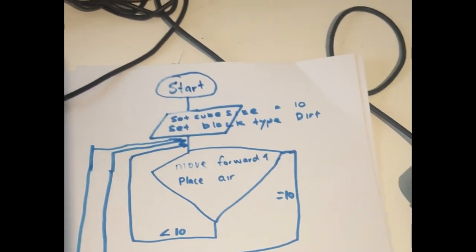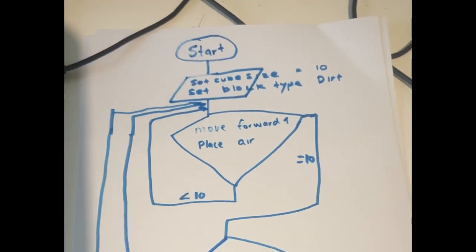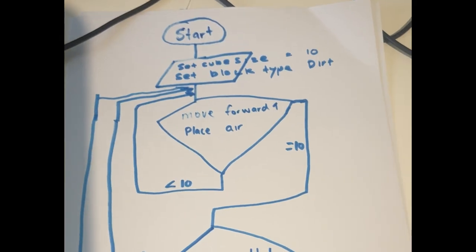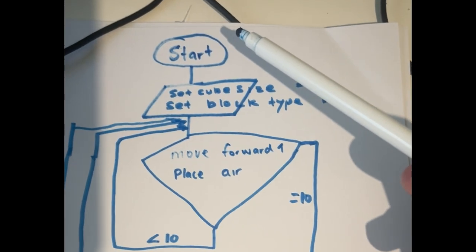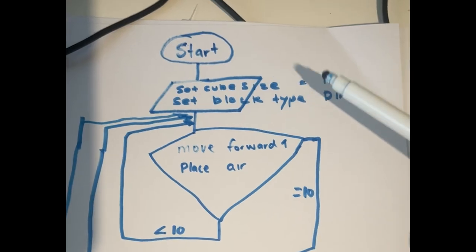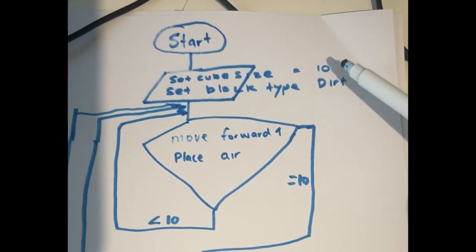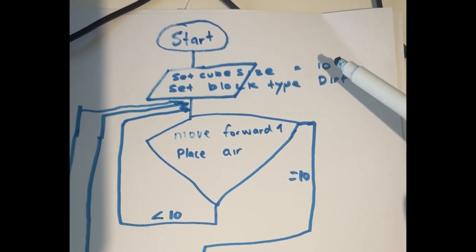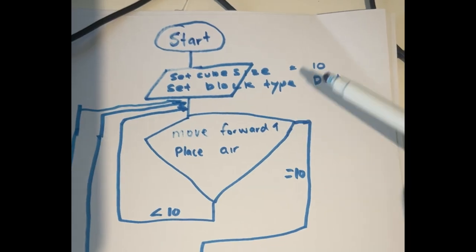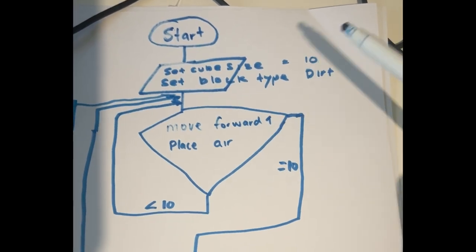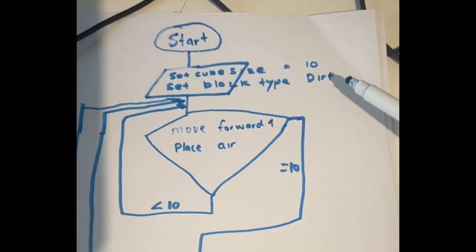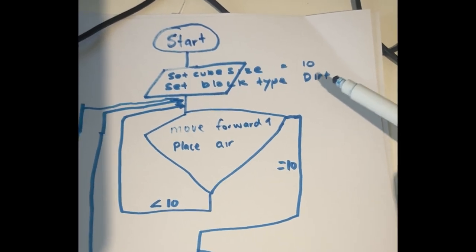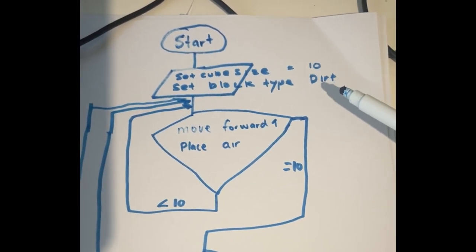Okay guys, so this is a flow chart for the cube building. We're going to start up here, and initially we're going to set our cube size to 10. So this is how big we actually want to make it. Length, width and height is 10 blocks, and we'll set the block type to say dirt or air or something you pick in the inventory.